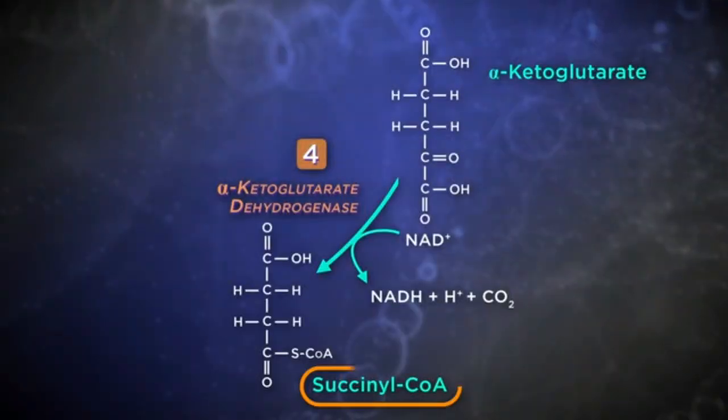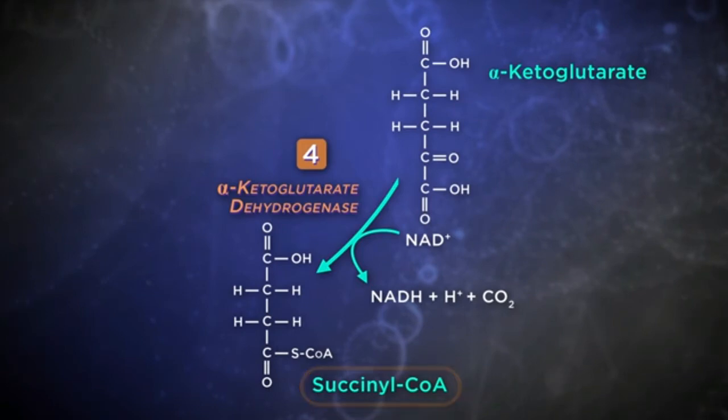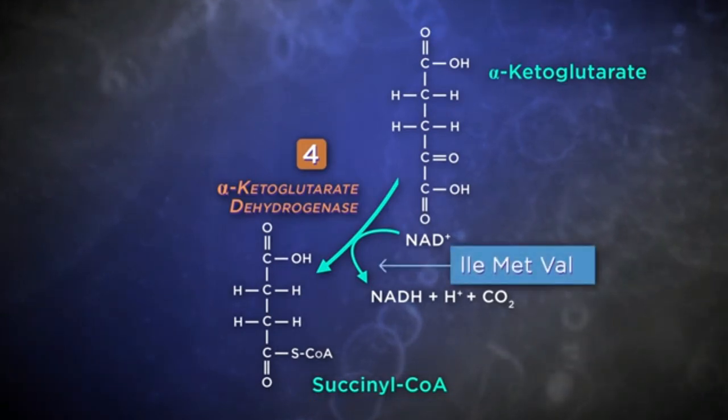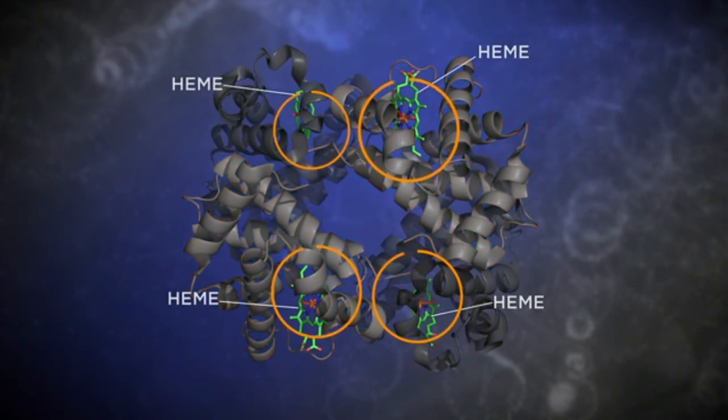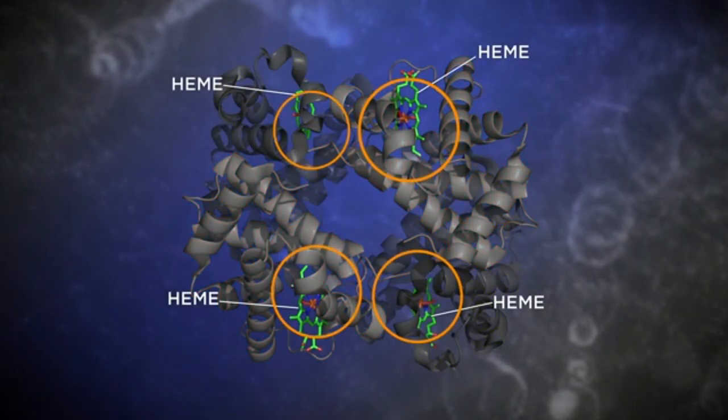Our next multifunctional citric acid cycle intermediate is succinyl CoA at step 4. Succinyl CoA provides an on-ramp for 3 amino acids to enter the cycle, and it's also one of the building blocks used by cells in the synthesis of heme. Heme, as you know, is the flat ring structure found in hemoglobin that is the site of oxygen binding in the body.